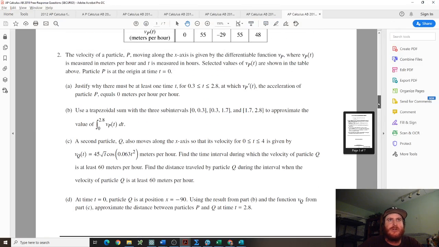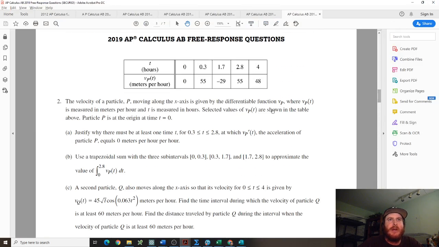So question 2 here was a table question. And sometimes these are combined with velocity. So this one is combined with the velocity of a particle. So we have the velocity of some particle, and they give us a table to go along with it. And so a lot of times, question A will be y2 minus y1 over x2 minus x1. In this case, they said justify why there must be. When we see that, we're probably thinking IVT or MVT or Rolle's.